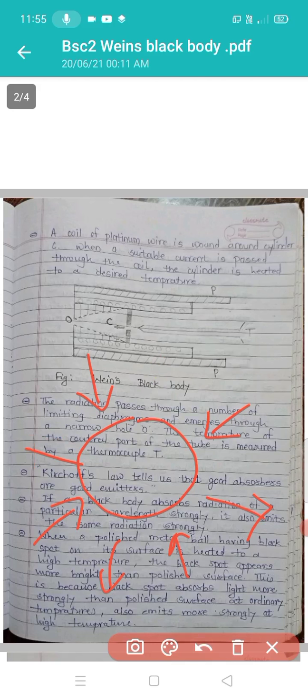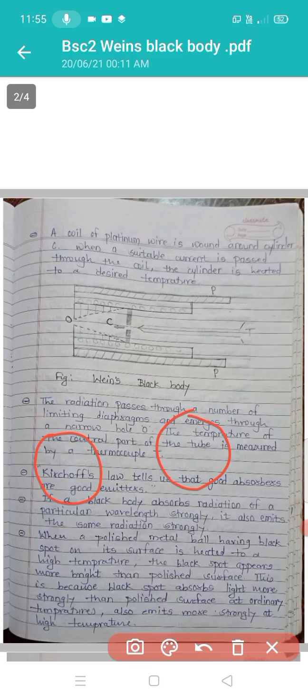We learn it by considering two bodies, body A and body B. Body A is well polished and body B is rough. When a polished metal ball having a black spot on its surface is heated to a high temperature, the black spot appears brighter than the polished surface.